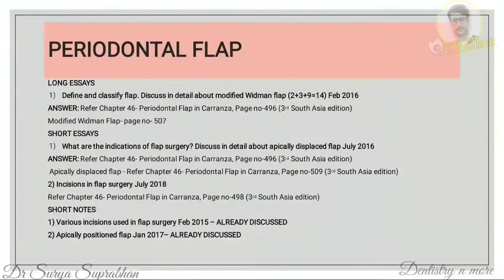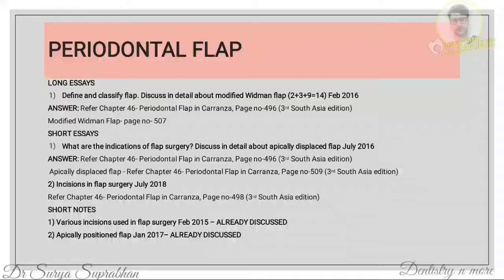Next chapter is periodontal flap. Define and classify flap. Discuss in detail about modified Widman flap. So first you have to define what is a flap, and then you have to classify flap. So flap classification is given according to 3.